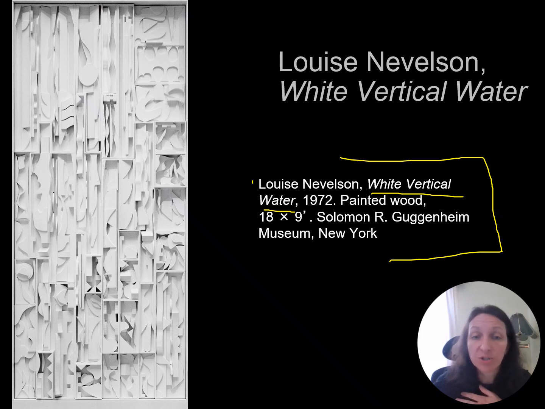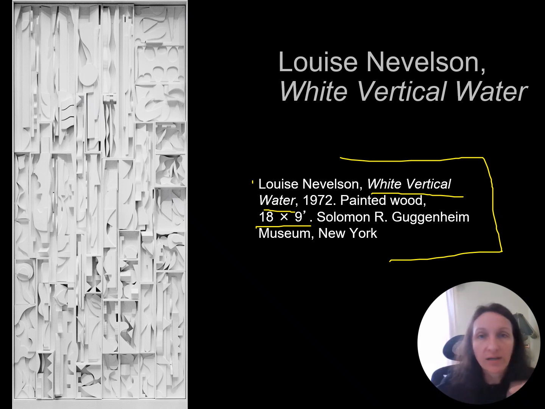Then we've got the dimensions of it, which we're going to talk about in a second. And then the very last thing is where the artwork exists in the world now. So this artwork is in the Guggenheim Museum in New York City, right? But that doesn't mean that's where it was made. Oftentimes artworks can be made in one place. Think about ancient Egyptian artworks that are in our museums here in the United States. So that's the last piece of information, where the artwork exists now.